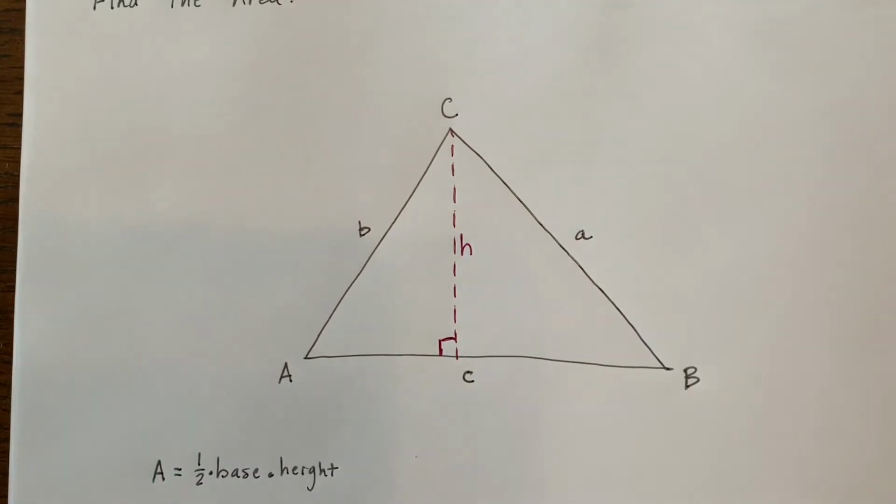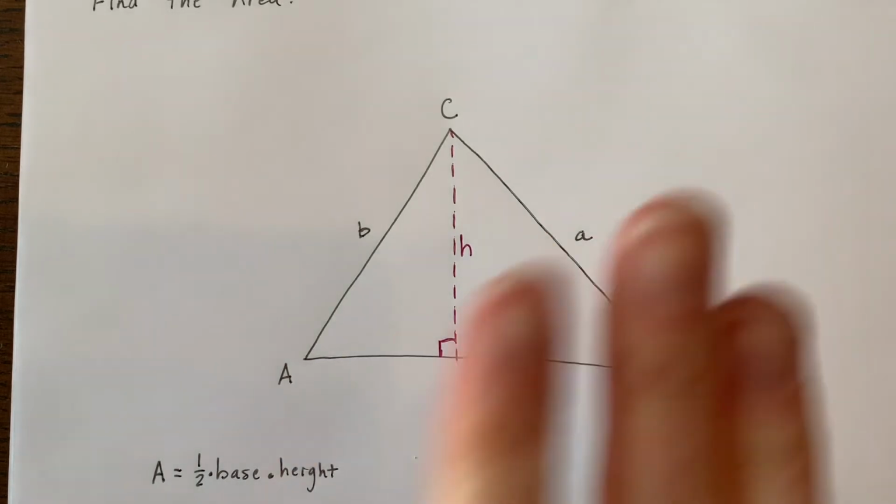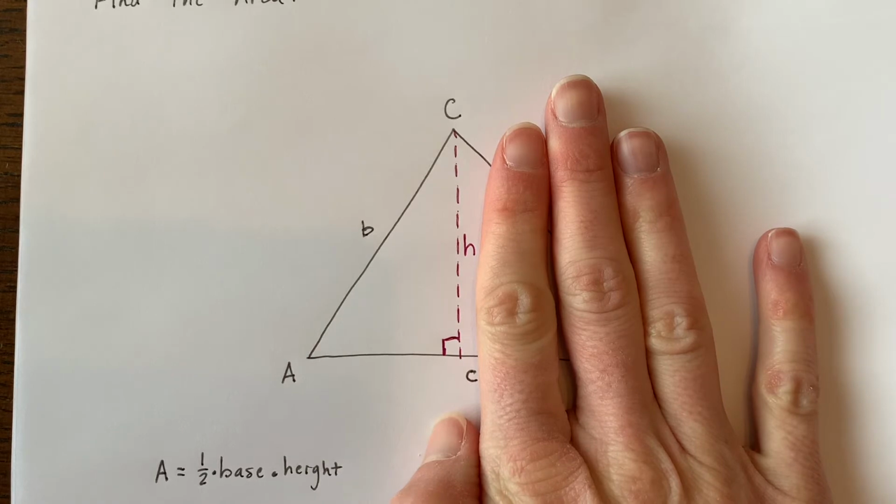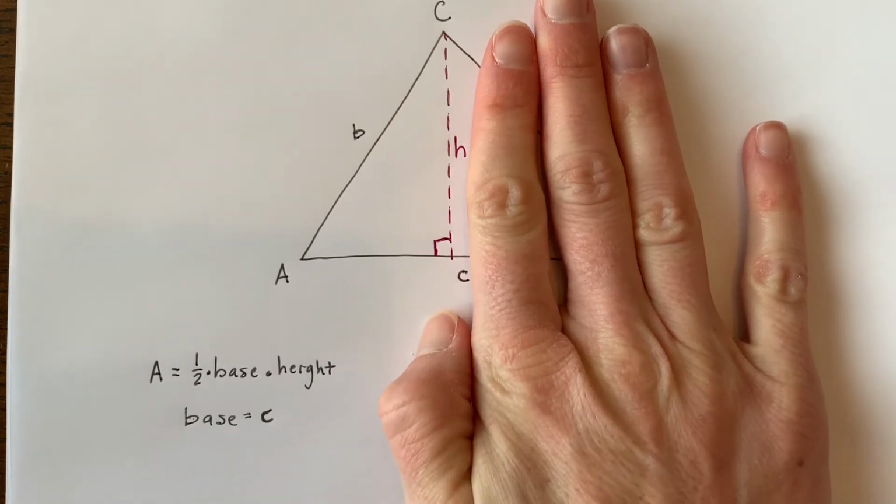Now, when my height is drawn the way it is, the base is the side the height is perpendicular to, so the base of this triangle is going to be C. Now, I need to come up with some value for the height. Notice if I cover up the right side, I have a right triangle, and we have methods that we can use to find the side length of a right triangle.